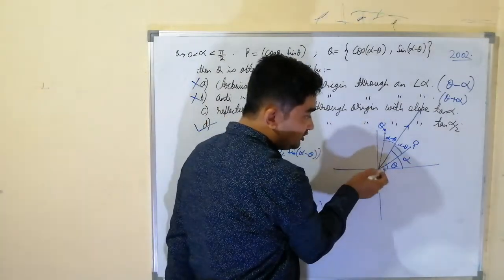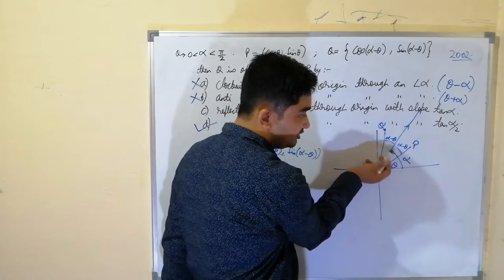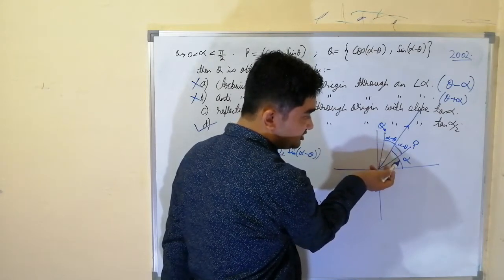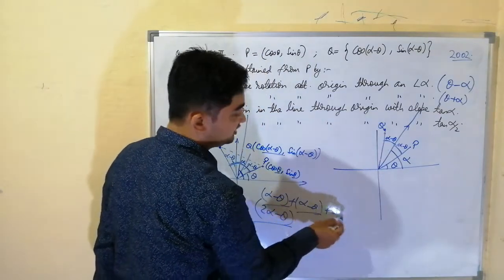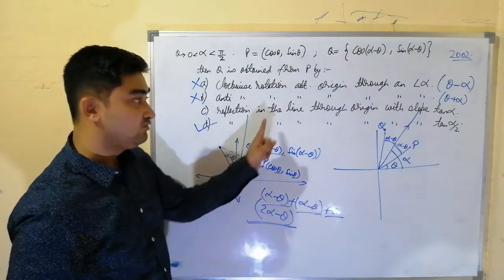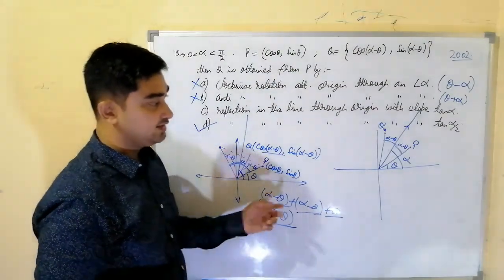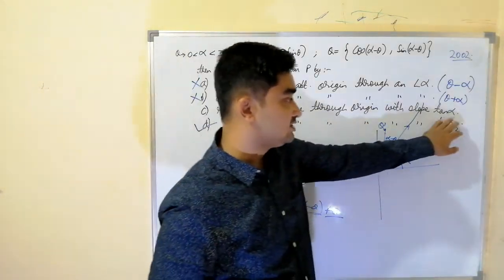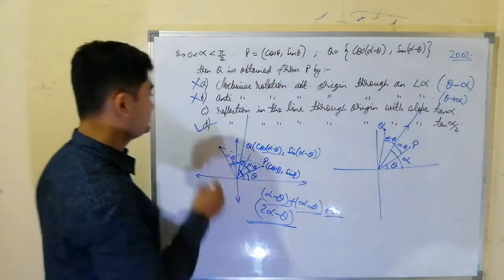What is the final argument of this point? This is argument plus this part. So alpha minus theta plus alpha minus theta plus theta. This is theta. So alpha minus theta plus alpha minus theta plus theta. So it is 2 alpha minus theta. But final argument we want alpha minus theta. So replace alpha with alpha by 2. That is, reflect along a line which has slope tan alpha by 2. So this is the answer. Answer is D.